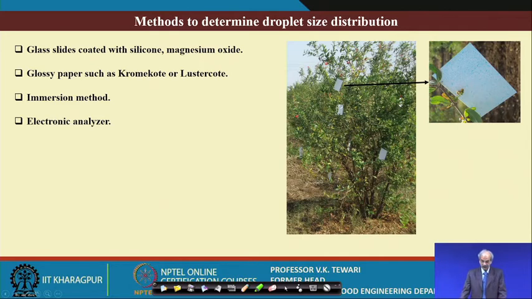Methods to determine droplet size distribution. There are various methods. Actually, how do you determine that? We just talked of the droplets, their sizes and their representation. Now, when we talk of the methods by which we find out this droplet size distribution, suppose spray has taken place on a canopy, how do we find out? So, there are various methods. I just listed those methods.